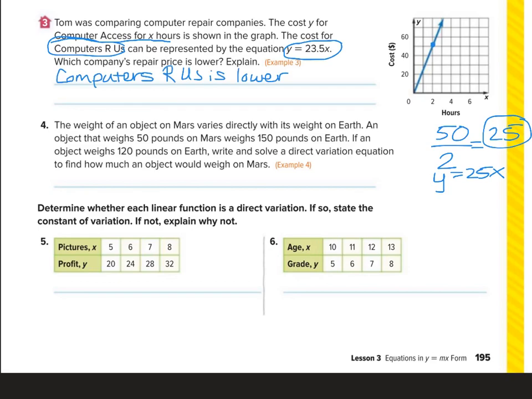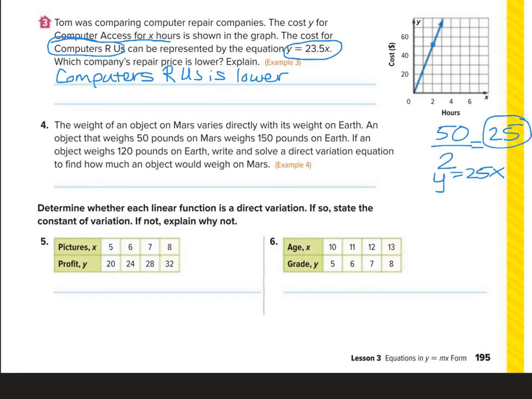Number 4, the weight of an object on Mars varies directly with its weight on Earth. An object that weighs 50 pounds on Mars weighs 150 pounds on Earth. If an object weighs 120 pounds on Earth, write and solve a direct variation equation to find how much an object would weigh on Mars. I'm going to have Earth be my x value and Mars be my y value.